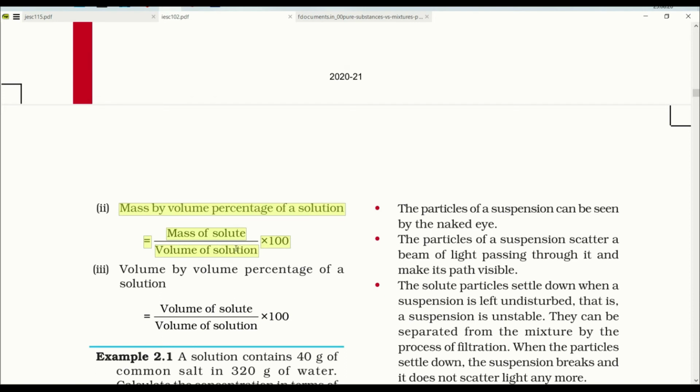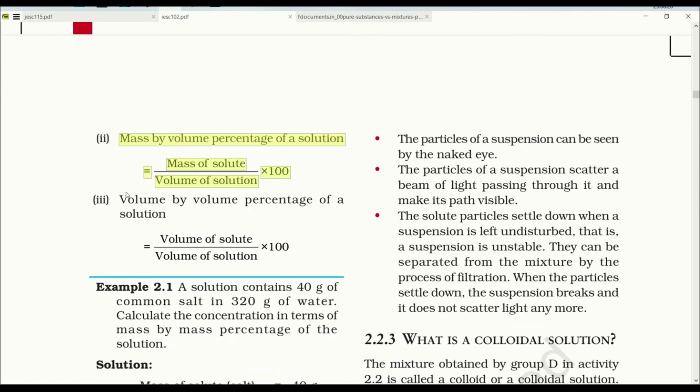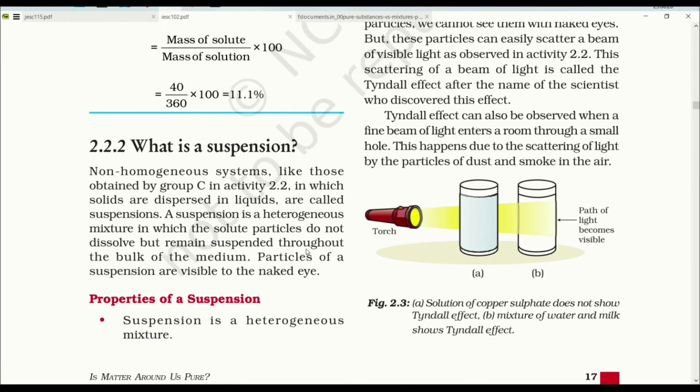So again, the mass of the solute upon the volume of the solution into 100. And the third is volume by volume percentage of solution, that is volume of the solute upon volume of solution into 100. Now there are two more types of heterogeneous mixtures, suspension and colloidal. Now what is suspension and colloidal?